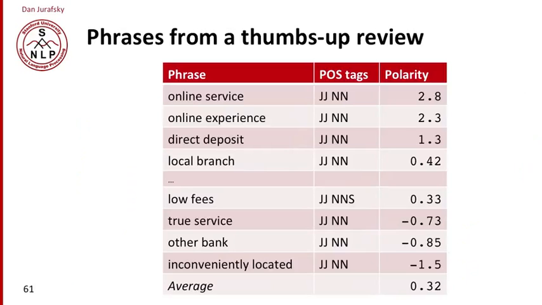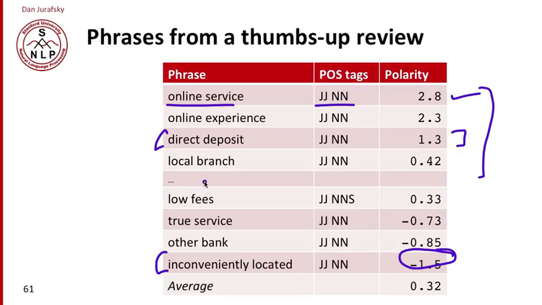And using the Turney algorithm, here's a positive review, obviously of a bank. Here's a phrase like online service, adjective, noun, phrase. And here's the polarity assigned by it, 2.8. Here's another one, direct deposit, 1.3. And here's some negative phrases with negative polarity. So the phrases occur more often near the word poor than near the word excellent. So inconveniently located has a negative polarity. So on average, though, I've just shown you a subset, more of the positive phrases occur in this review than the negative phrases, and the average polarity is positive. So this is a thumbs up review.